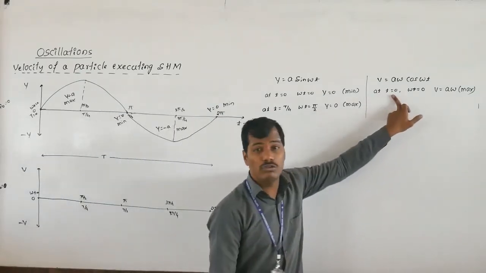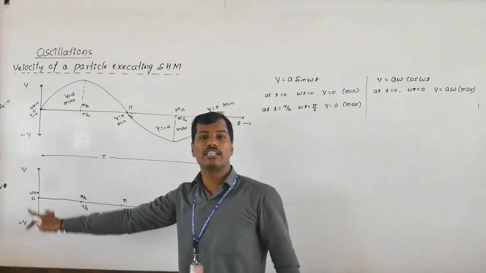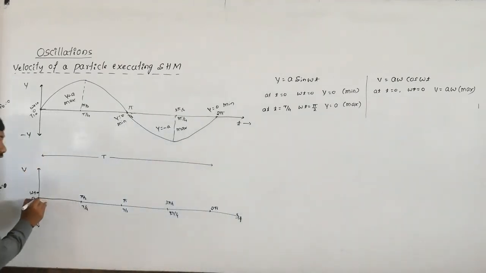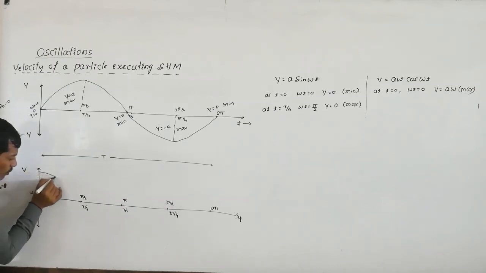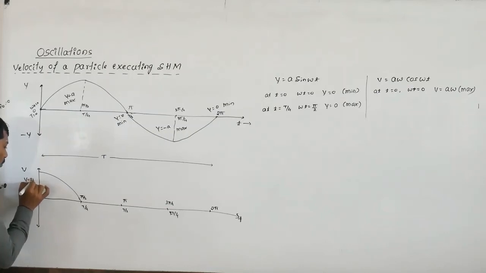At t is equal to 0, the displacement is at the mean position, but the velocity does not start from zero. It starts from the maximum value, which is a into omega. Consider it positive here. It starts from the maximum value like this. Here v is equal to a omega, that is maximum.